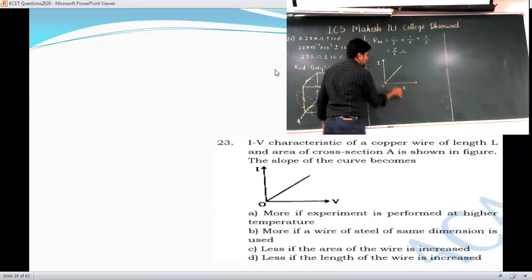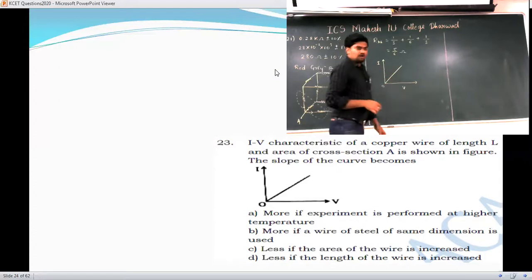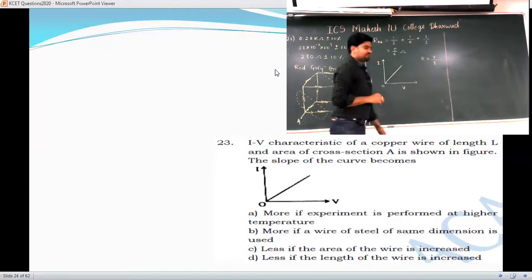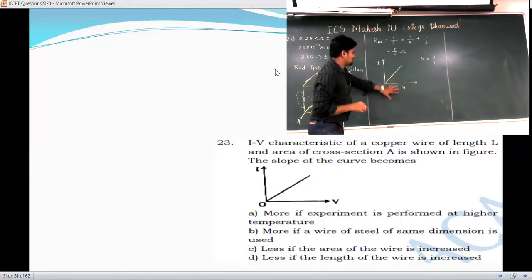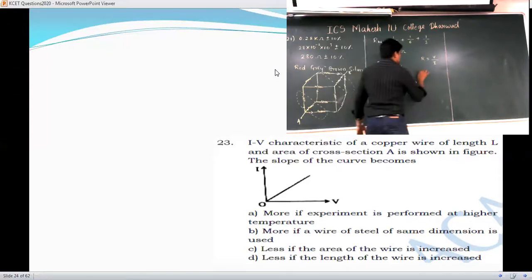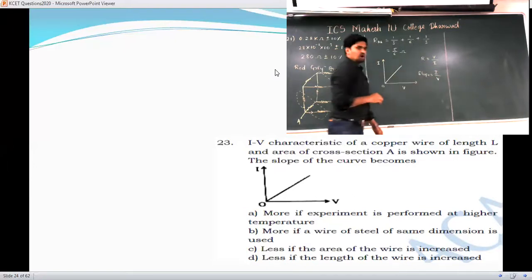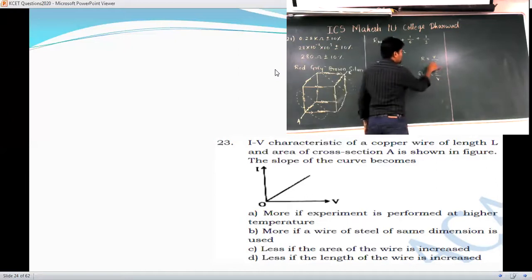So, it is IV. From Ohm's law, we know that R is equal to V by I. Now, when you take the slope of this, this is the y-axis and this is the x-axis. So here, the slope is I by V, or I can write this as 1 by R. 1 by R is equal to I by V here.